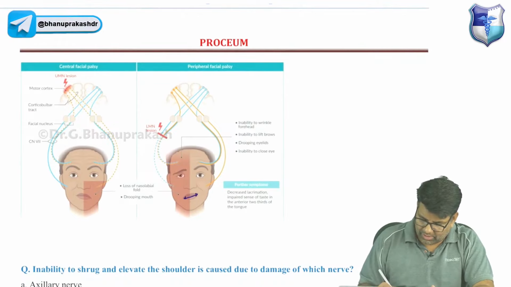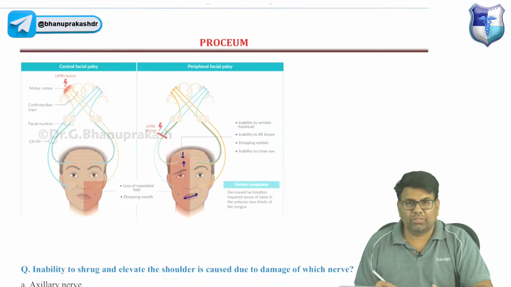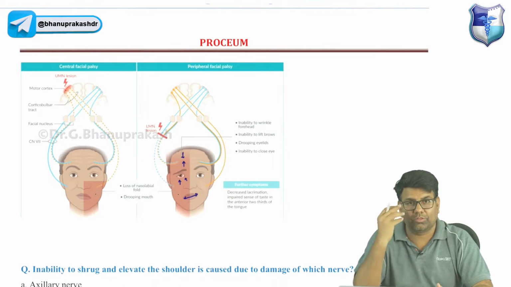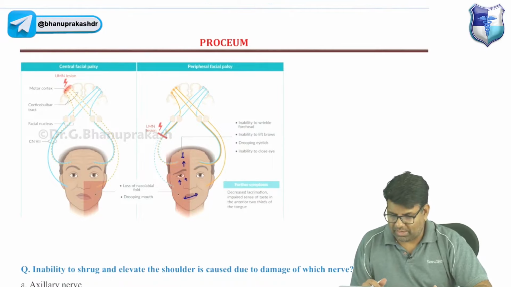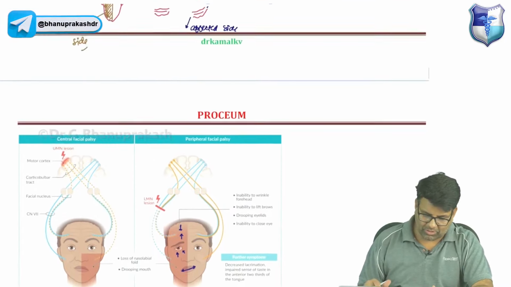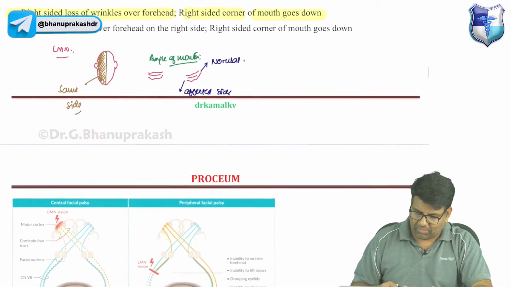The facial expressions are not possible. If you tell the patient to close the eyes, he will not be able to close the palpebral aperture completely. Yes, Malika, you are right. This is Bell's palsy. This is lower motor neuron type of paralysis.